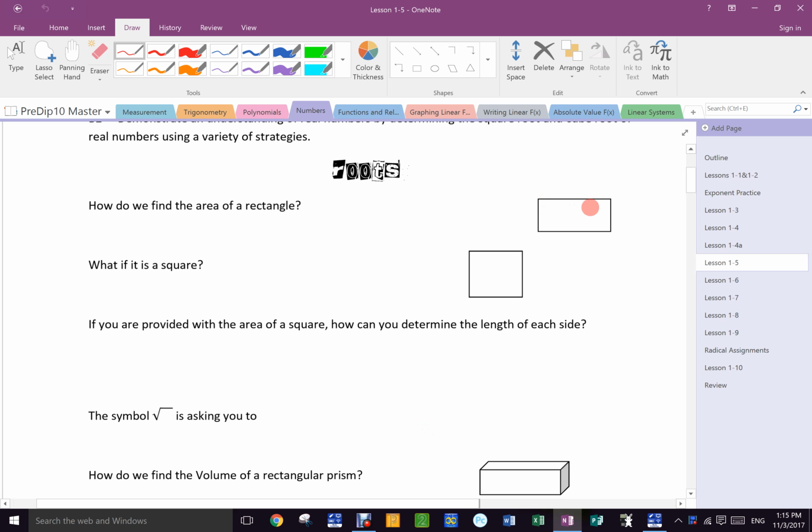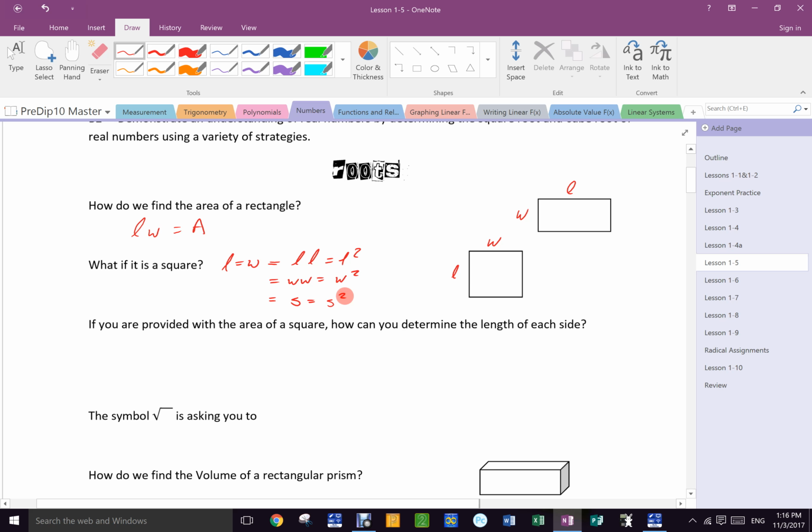So, how do I find the area of a rectangle? WL. So, LW equals area, yeah? What if it's a square? It's still LW, except L equals W. So do I need two letters? No. So we can have LL, which would be L squared. We can have WW, which would be W squared. Or we can be smart and give it the same letter, S. S squared. All the same thing, yes?